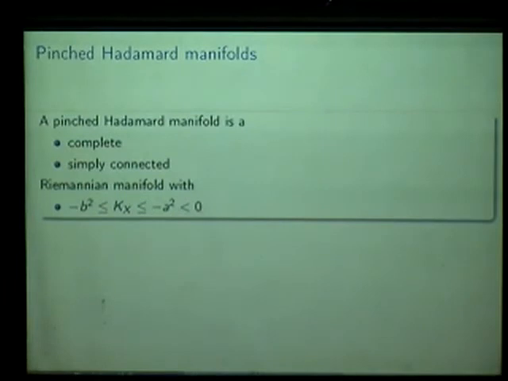So, of course, I need to explain to you what pinched Hadamard manifolds are. They are Hadamard manifolds, or Riemannian manifolds, which are complete and simply connected. If you are speaking about only Hadamard manifolds, you only require the curvature to be non-positive. Here I am speaking about pinched Hadamard manifolds. This means that not only the curvature is non-positive, but it's bounded both below and above by two negative constants, so it is pinched. Okay?